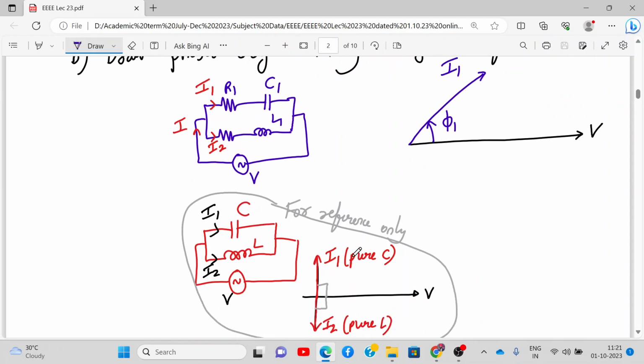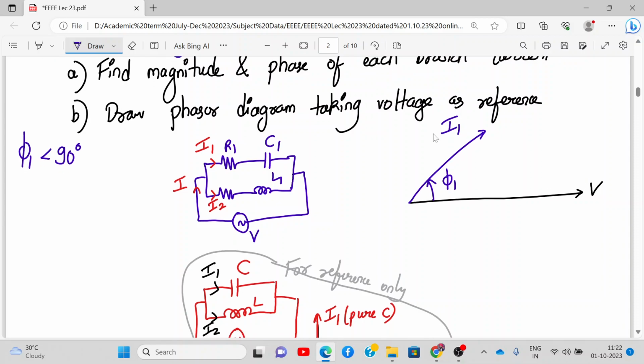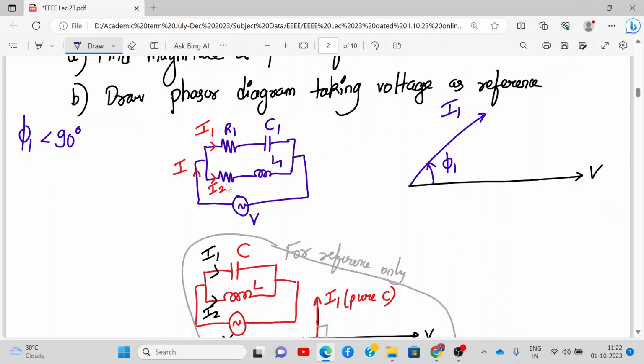In reality, if it is a pure capacitor, it will lead by 90 degree. But since there is a resistor, it will be leading by angle phi, which is less than 90 degree, where phi 1 is less than 90 degree. Agree? Similarly, what will be L1? I mean R1, here it is R2, L1.